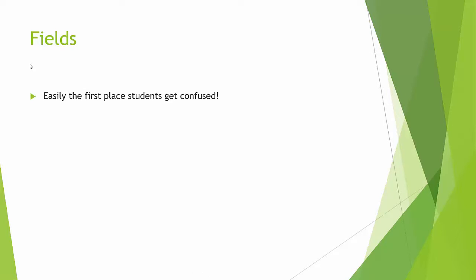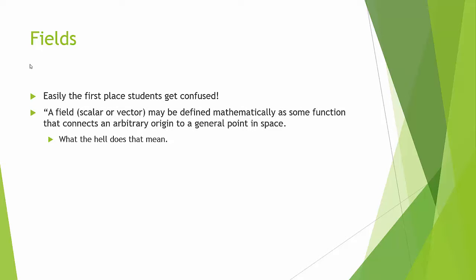And one of the other things we have to introduce is a field. I'm just going to give you a forewarning. Fields are the first place where students in this course automatically get confused. But it's really not that difficult to understand. The book defines a field as a function that connects an arbitrary origin to a general point in space. And to this definition, I have to say, what the hell does that mean?